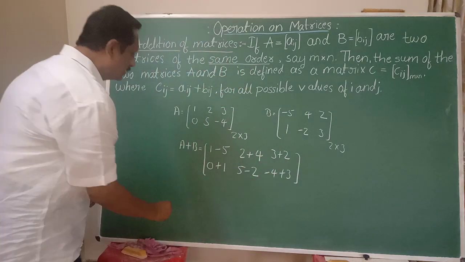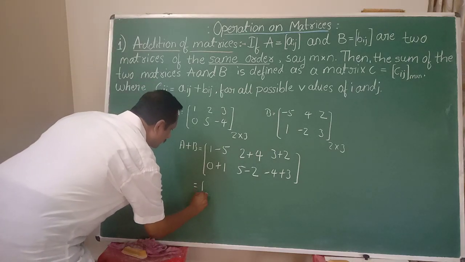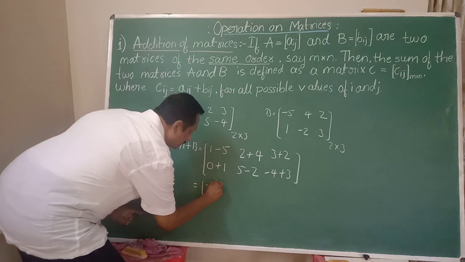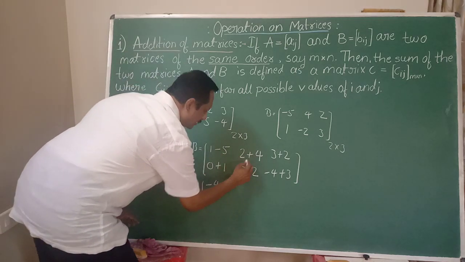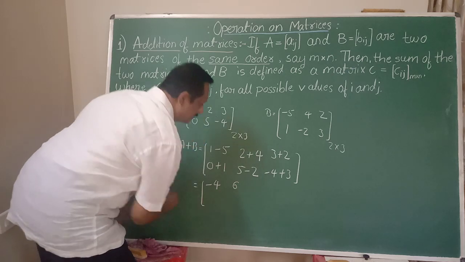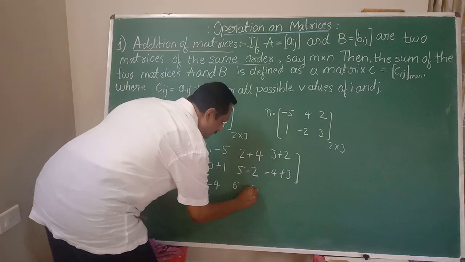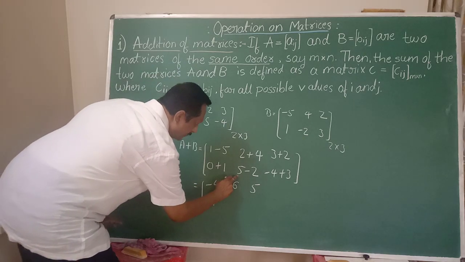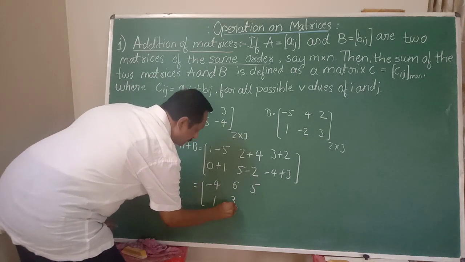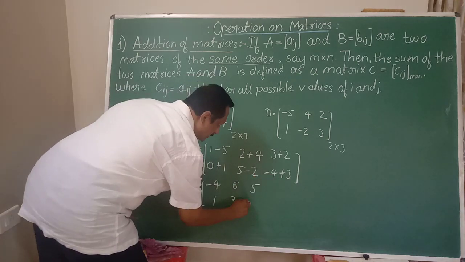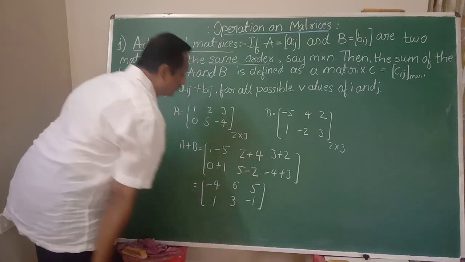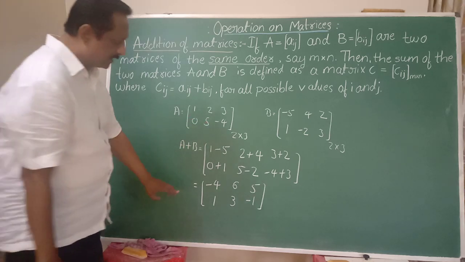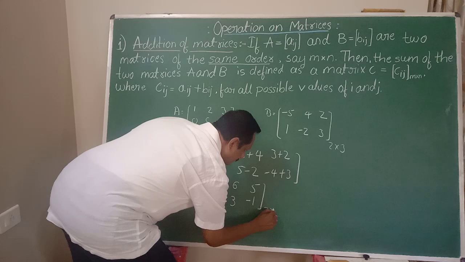Okay. Therefore, this is equal to, here 1 minus 5 becomes minus 4. 2 plus 4 is 6. 3 plus 2 becomes 5. Then 0 plus 1 becomes 1. 5 minus 2, it is 3 here. And minus 4 plus 3 becomes minus 1 here. Okay. So after addition, you will get one more matrix here. Again its order is 2 into 3 only.